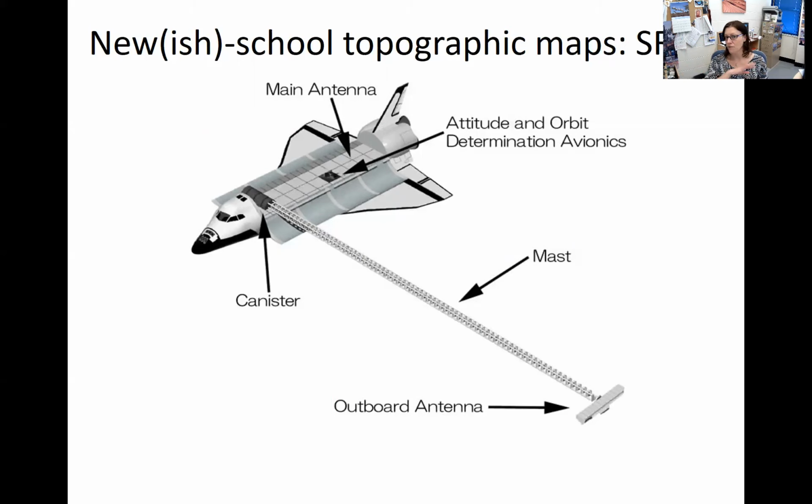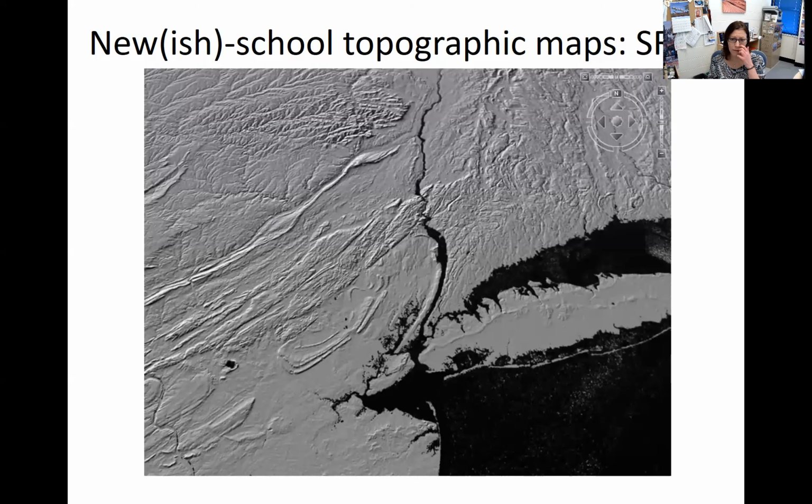And they were able to do this for the entire globe, and you can actually get this at pretty high resolution. So it's a raster grid, and the resolution is something like a 30 meter pixel size, so 30 by 30 meters. So pretty good. Here's an example of the SRTM data for Southern Connecticut and New Jersey and Long Island.